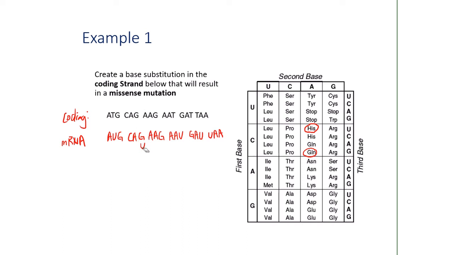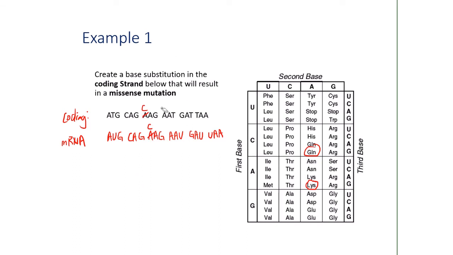Instead of doing that, I could also take a look at AAG. AAG is going to code for LYS. So I can change the first one to C, right? And then that would be a C. And now CAG is going to code for GLN, right? So we change it from LYS to GLN by changing the first nucleotide.